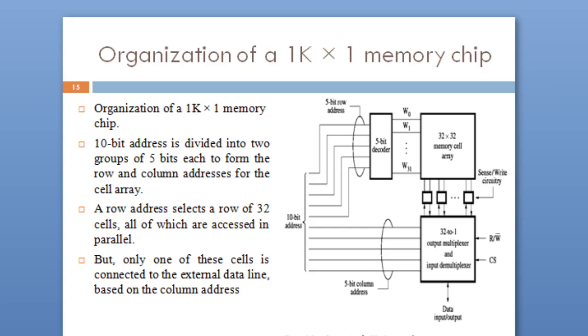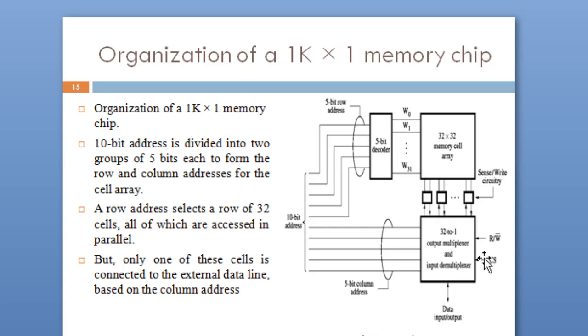And here we use an input demultiplexer. Demultiplexer means one to many. So the data input coming to this particular circuit will be a single input, and that will be demultiplexed into 32 output lines. A demultiplexer is a circuit with one input and many outputs, but here we have one input and 32 outputs. So the input coming from this data input or output line is demultiplexed into the 32 memory cells, meaning 32 output lines.